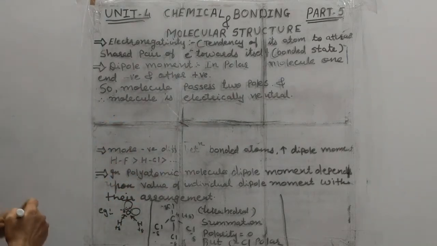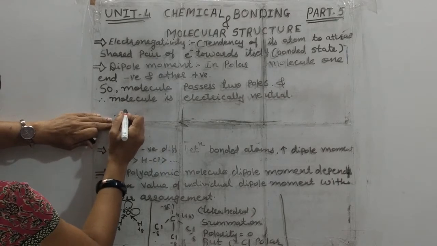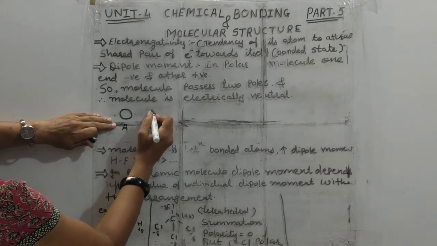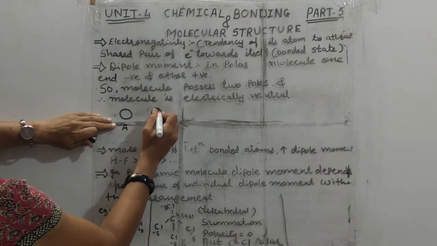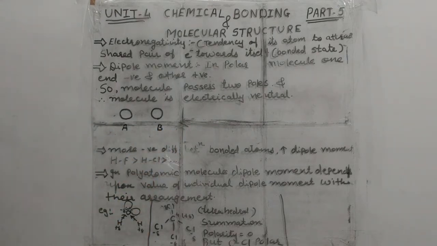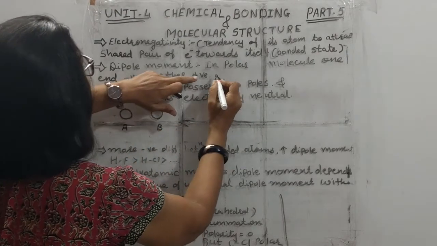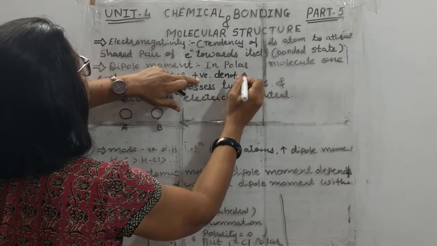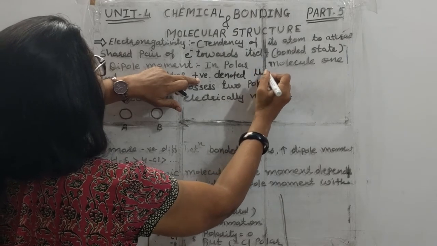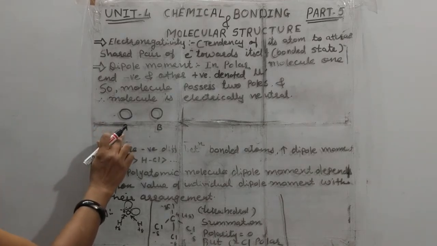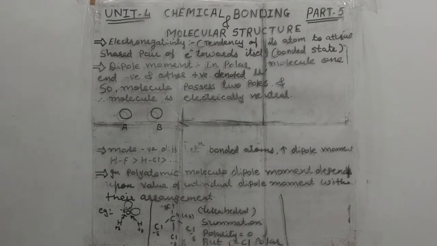In place of taking the example, I am just drawing this. This is an A atom and this is a B atom. So now the dipole moment is denoted by mu. So dipole moment is denoted by mu, and here this is our A atom and this is our B atom.